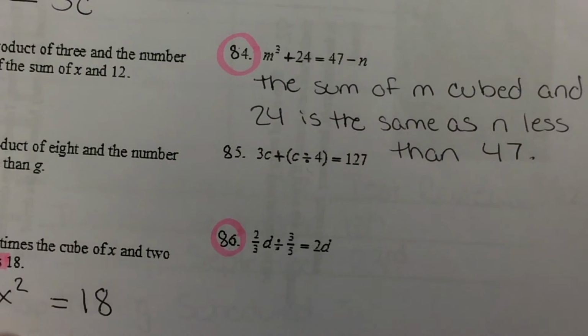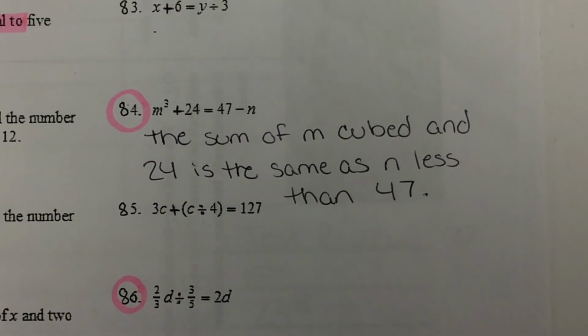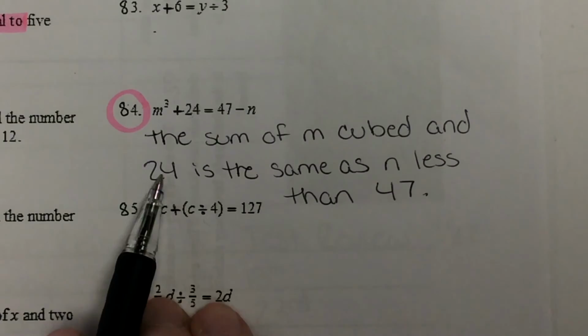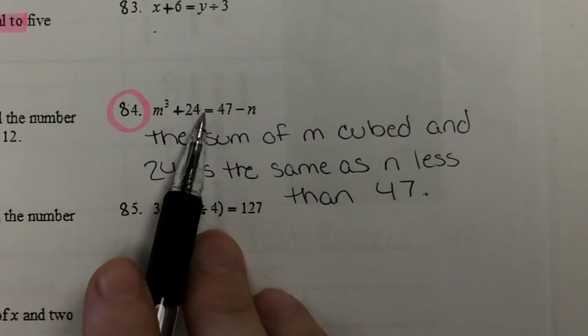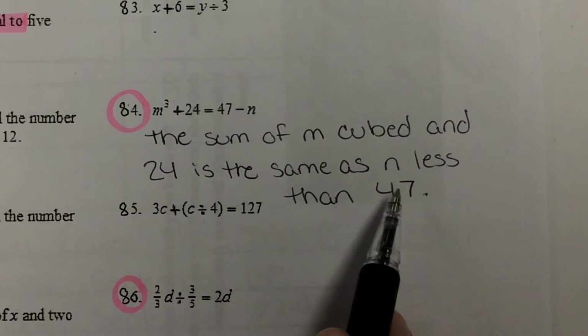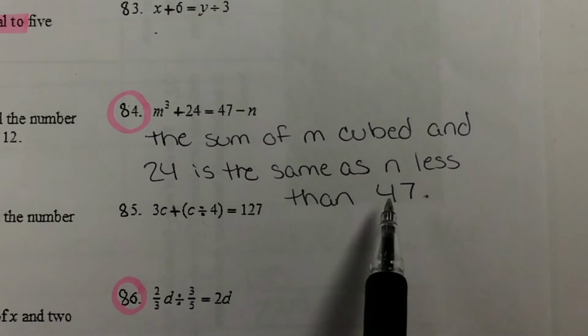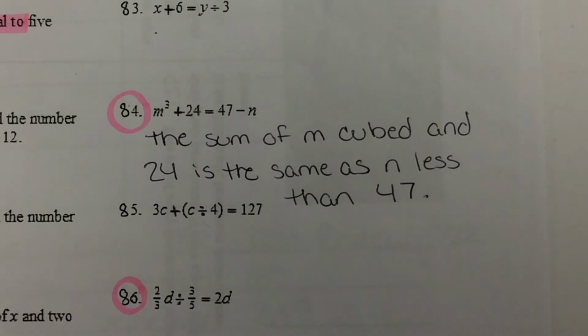Whew, all right. I totally didn't realize that that was cut off the whole time. I do apologize. So let's see if this works. We have the sum of m cubed and 24, so m cubed plus 24, is the same as, equals, n less than 47. Remember, less than means that these two things should be flipped, so what it should say is 47 minus n, and it does. So that was correct. I did a good job.